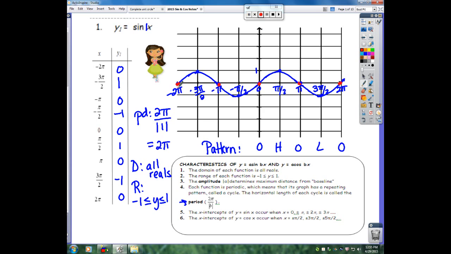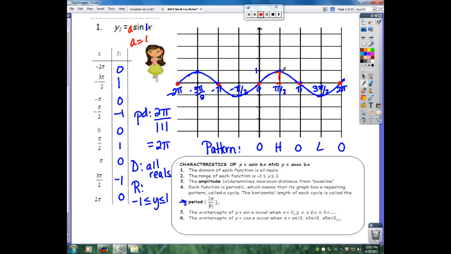Now let's talk about amplitude. Amplitude is your A. In this case, A is 1. So this thing has a maximum height of 1. That's our amplitude. And since it's a height, that's why it's always positive. Okay, that's a sine graph.